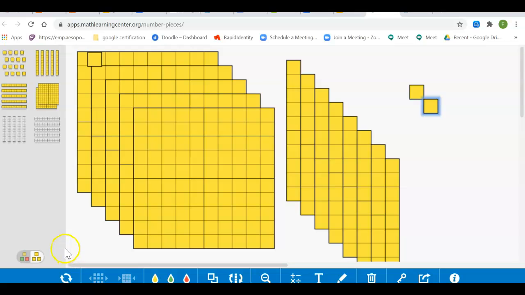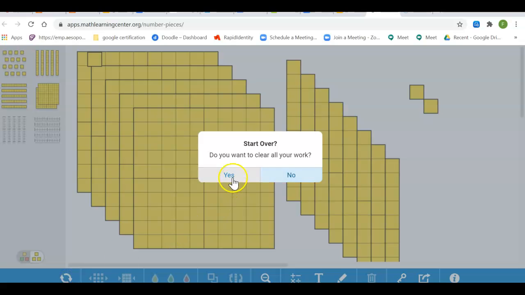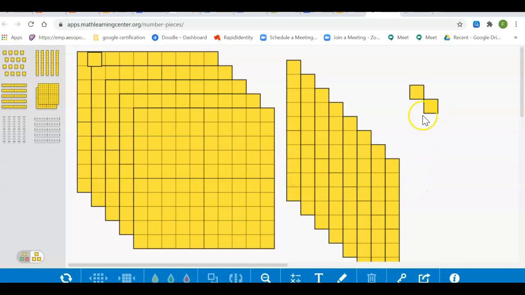So I want you to do the same thing on yours. And if you make a mistake, if you want to clear your whole screen out, all you need to do is come down to the little icon here at the bottom. It'll ask you, do you want to clear out all of your work? Okay. If you do, click yes. If you don't, click no. If you just want to take out one thing, just click on whatever you want to take out, and then you just hit the delete button on your computer keyboard.